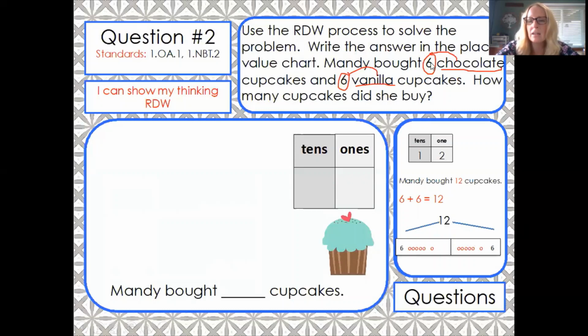You should have labeled that 6 of them were chocolate, so you should have written the word chocolate. And 6 were vanilla, so you should have had the word vanilla. Good job. Let's go on to our next one.